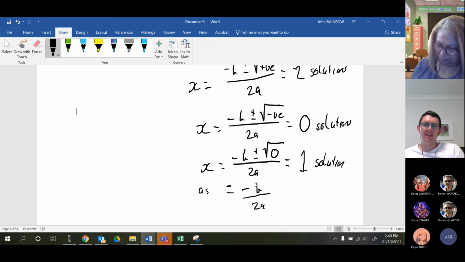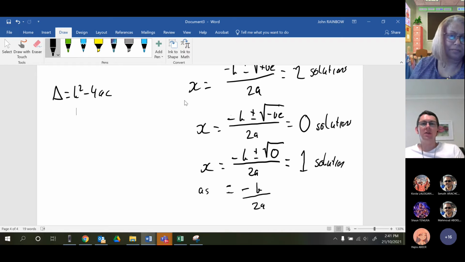And that's how we find our axis of symmetry, which is interlinked, but I'm not going to get into that. So what have we realized? Our discriminant tells us a few things. Our discriminant is b squared minus 4ac. I don't always go straight to the quadratic formula. I'll calculate the discriminant first. If the discriminant is greater than 0, I know it will have two solutions.